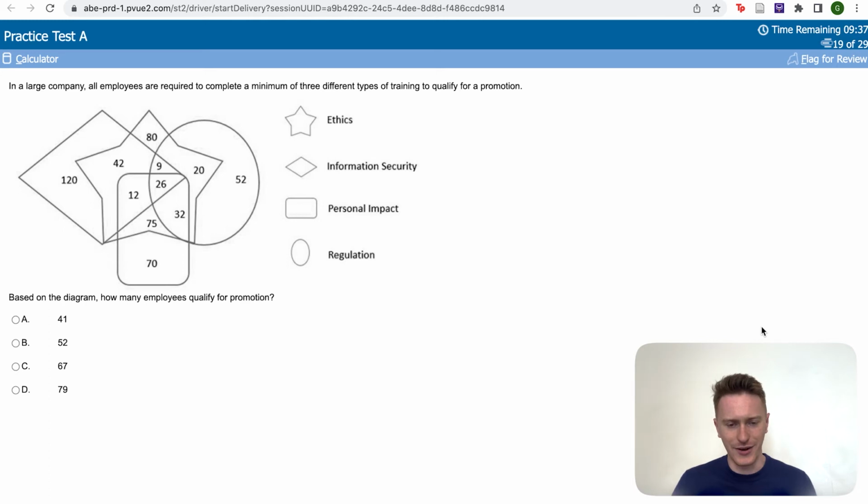Okay, another set of questions I don't like looking at because they're confusing and you never come across them. But nonetheless, let's have a look. Based on the diagram, how many employees qualify for promotion? Okay, so you need an overlap of 3 areas. So I'm going to look centrally. These areas are 3 areas, I think. Yeah, so 32, 26, 9, and 12. 12 is also included in that. Let's add them all up. I think that adds up to 79.